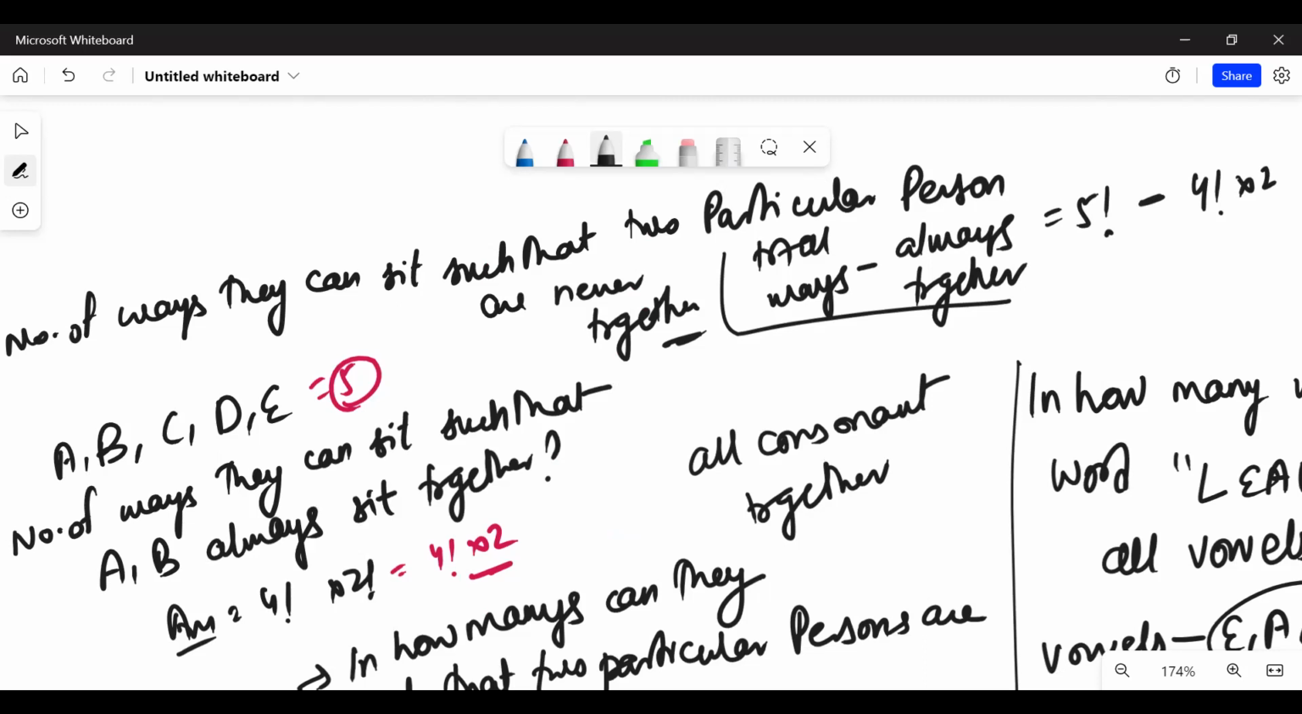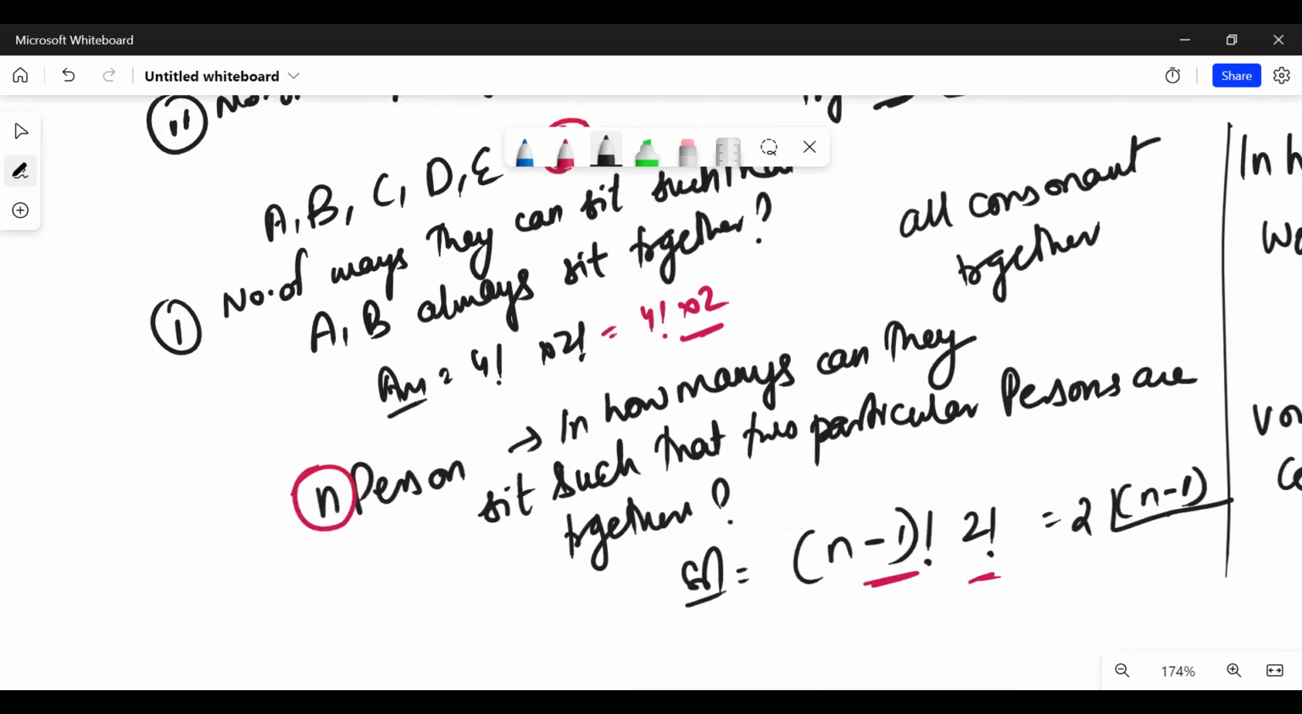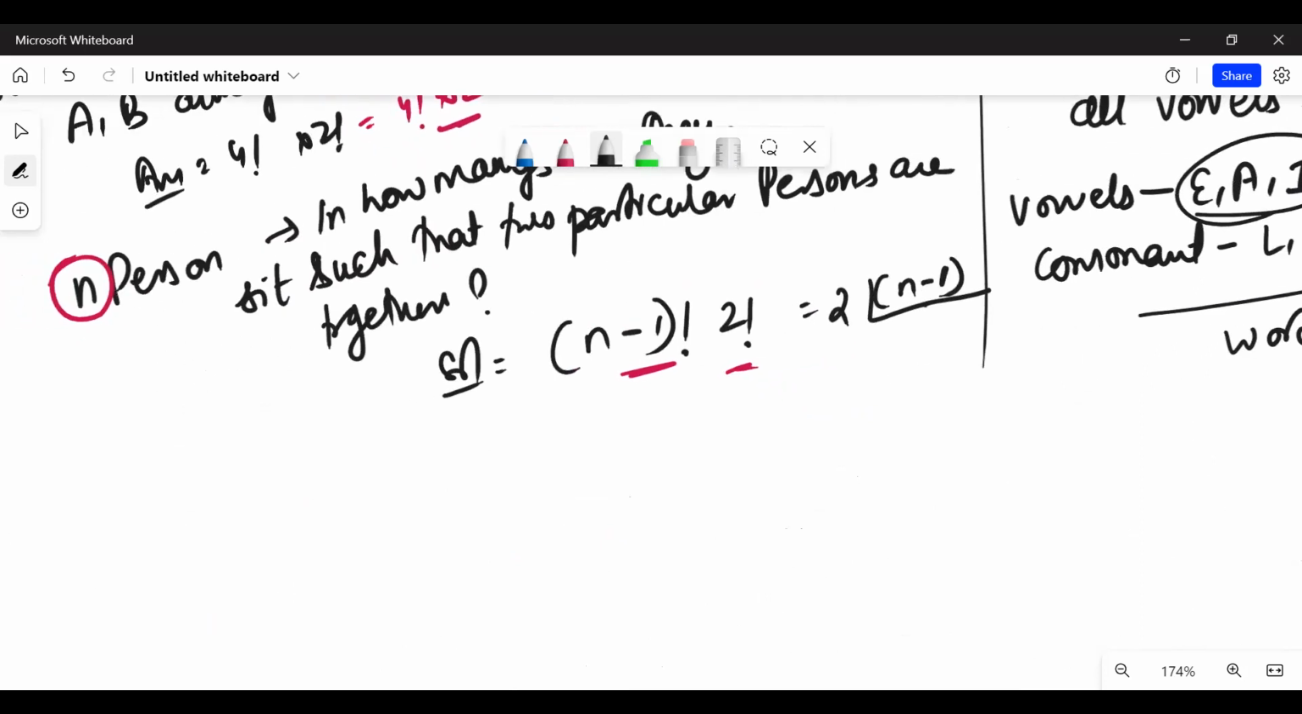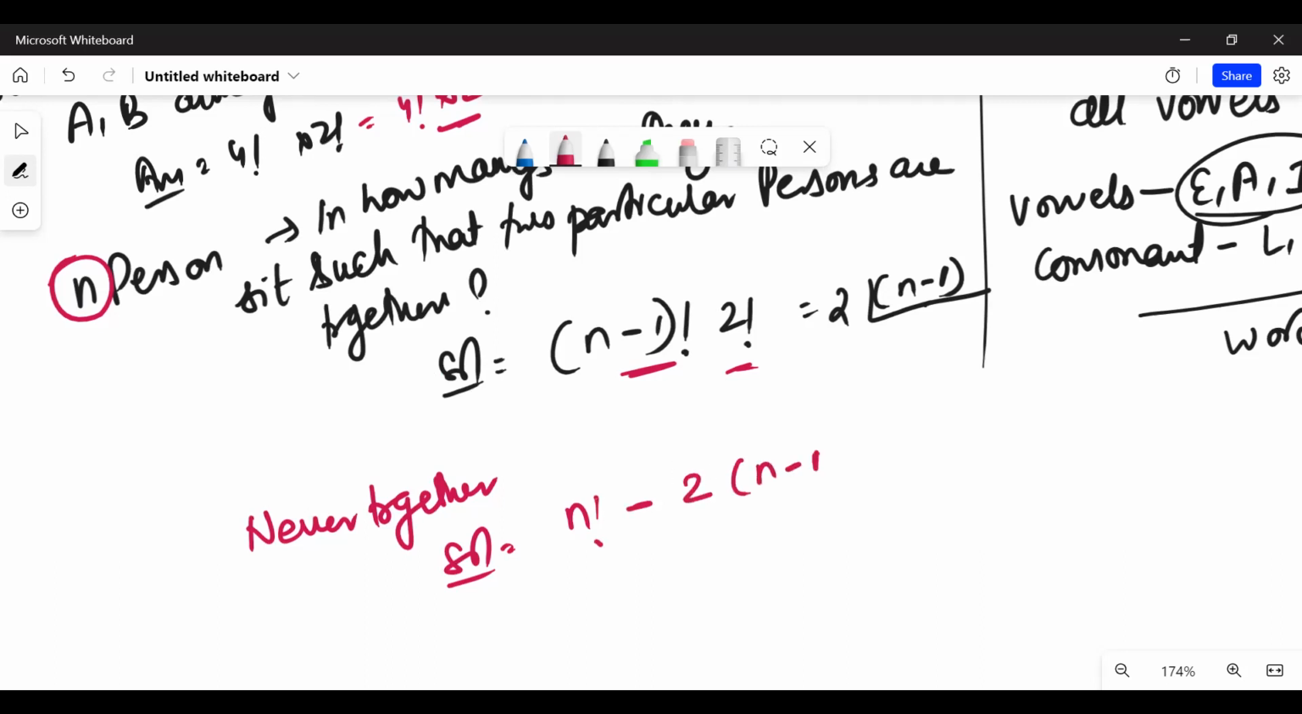Yes, sir. So if you do the same thing in terms of n, never together, this would be n factorial minus 2 into (n minus 1) factorial. Means total ways minus always together.